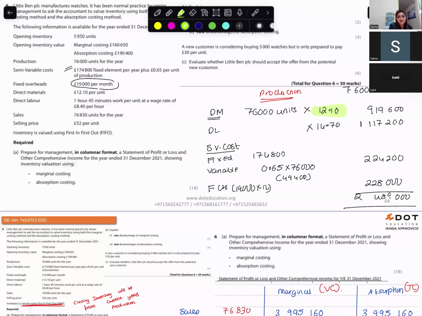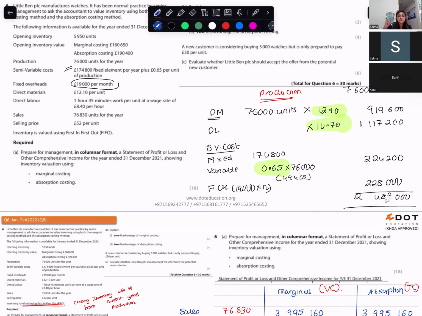What is the direct material per unit? 12.1. What is the direct labor per unit? 14.7. What is the semi-variable cost per unit? 0.65. So is this the only variable cost that is available with you? Yes. These three, and then the fixed cost is the rent.